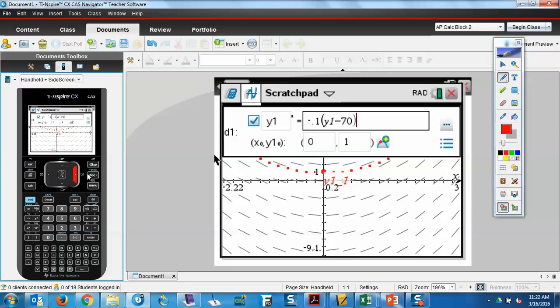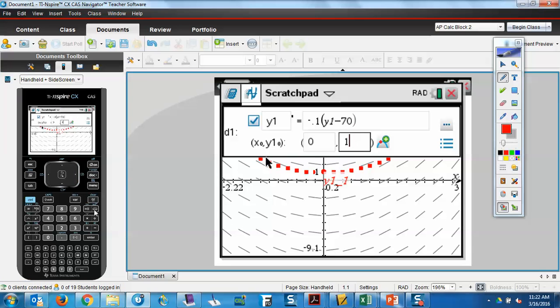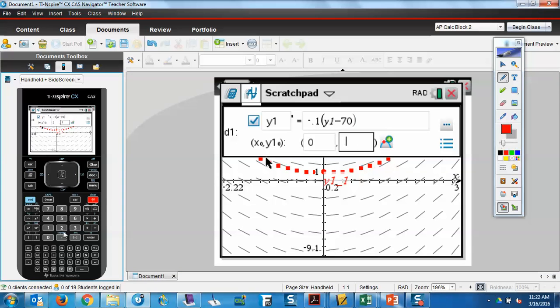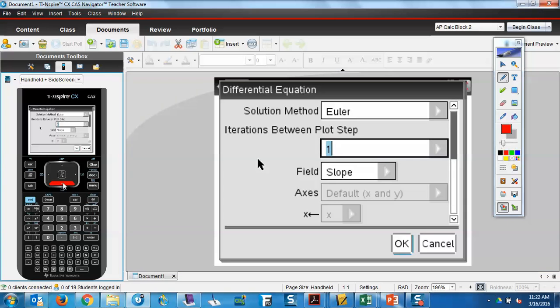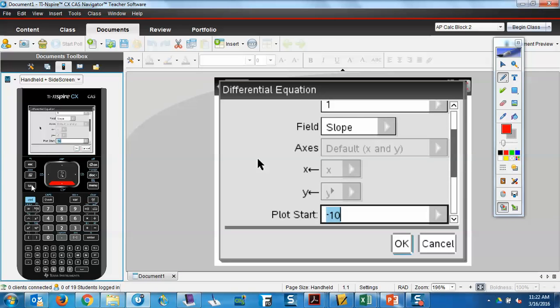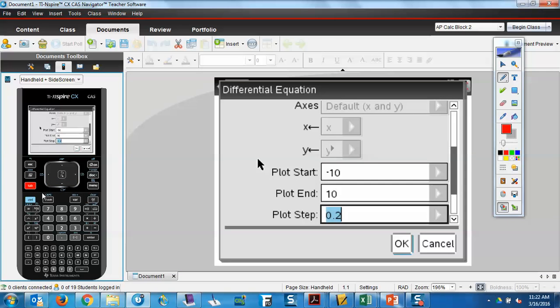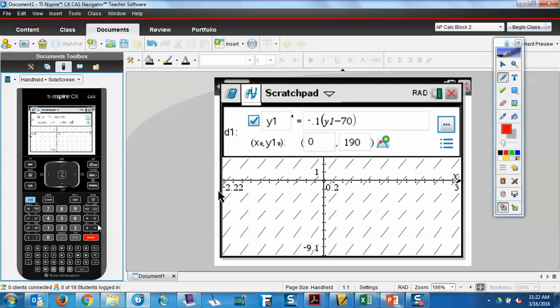So negative 0.1 times Y1 minus 70, and then we have to put our initial condition of 0, what was it? 190, and then we've got to go set our step size, our plot step, to what? 1. And I don't see anything.